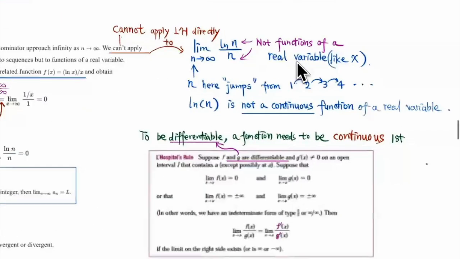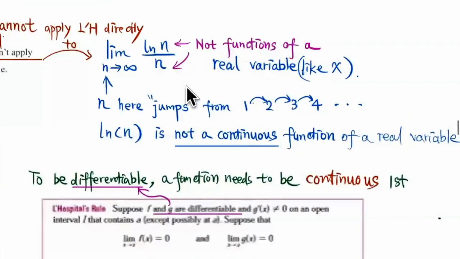No. You cannot apply L'Hopital's rule where it's n. Why? Because over here, what's n? n is the index, right? It's 1, 2, 3, 4. It jumps. So ln of n is not a continuous function of a real variable. It has to be a continuous function of a real variable, because when you differentiate, it has to be a differentiable function, and a differentiable function has to be continuous first. So if it's not continuous, you cannot differentiate.